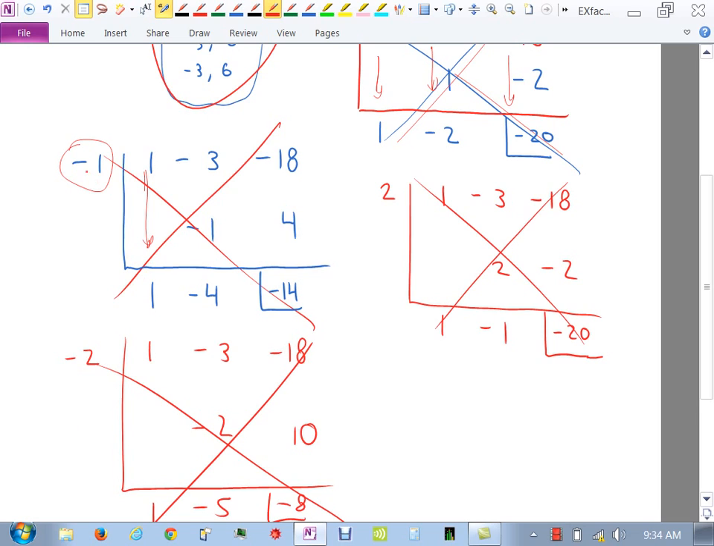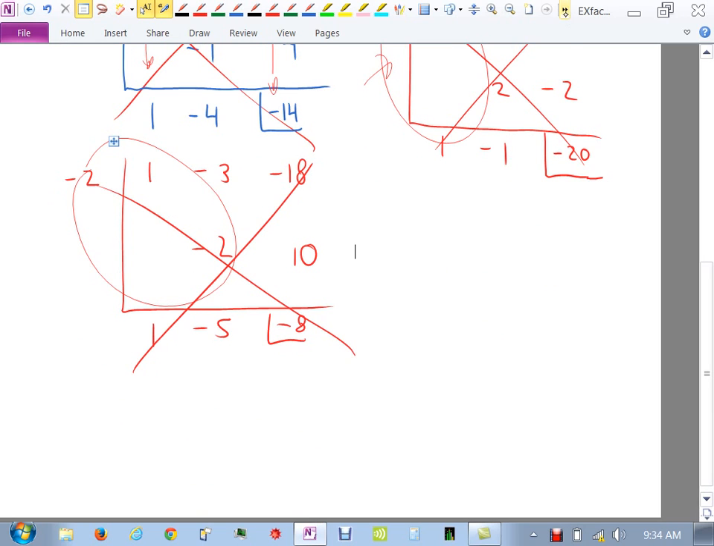1 comes down, multiply by -1, you get -1, add down -4, multiply -1 times -4, get 4, add down, get -14. No, that's not a 0, this doesn't work. So then we move on to the next number in our list, which is 2. 2, if you look at it here, it won't work. And then we do -2, it doesn't work.